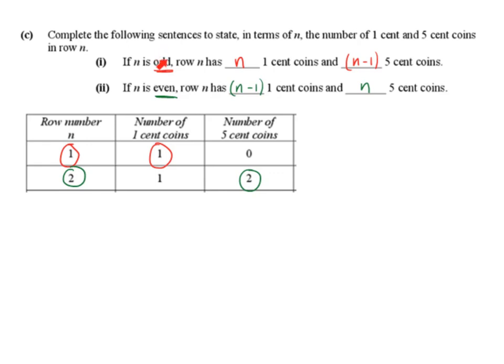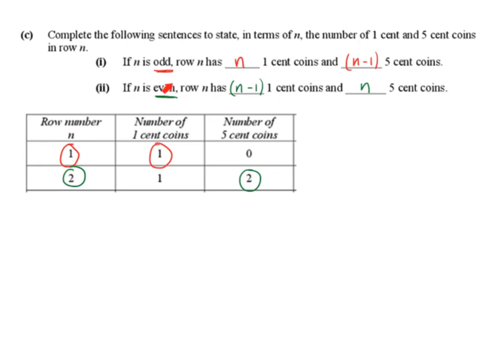So for all the odd numbers, whatever that n happens to be, whatever that row happens to be, so for example for row 7, it would have 7 1 cent coins. So we can state that if n is odd, row n has n 1 cent coins. And it will have n minus 1 5 cent coins. Because we can see we have 0 here, and 1 minus 1 is 0.